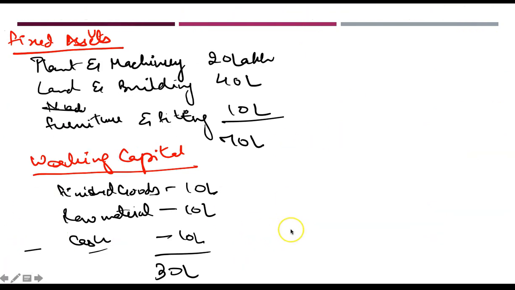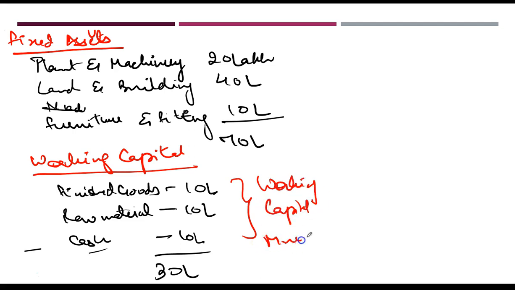Another aspect would be, let's say, working capital. How do you decide in capital budgeting what kind of money you need? So this will come under working capital management.